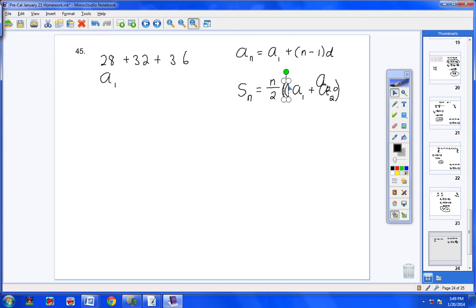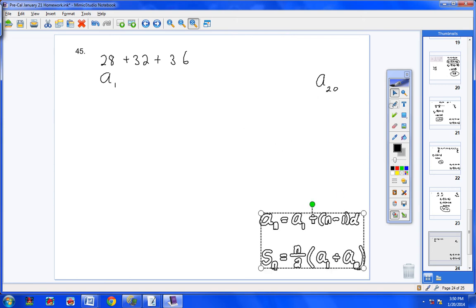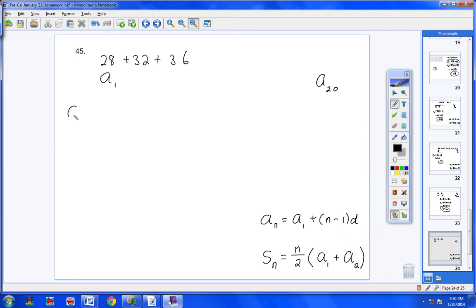Now I'm not going to add over and over. To find the 20th term, I'm going to use my nth term, okay? So let's very quickly use the nth term here. My nth term would be my first term, 28, plus n minus 1, and then my common difference is 4. I'm adding 4 over and over. Now let's find the 20th term. So it would be 28 plus 20 minus 1 times 4. We can do this in our head here. 20 minus 1 is 19, and 19 times 4 would be 76. So I have 28 plus 76, which of course would give me 104.